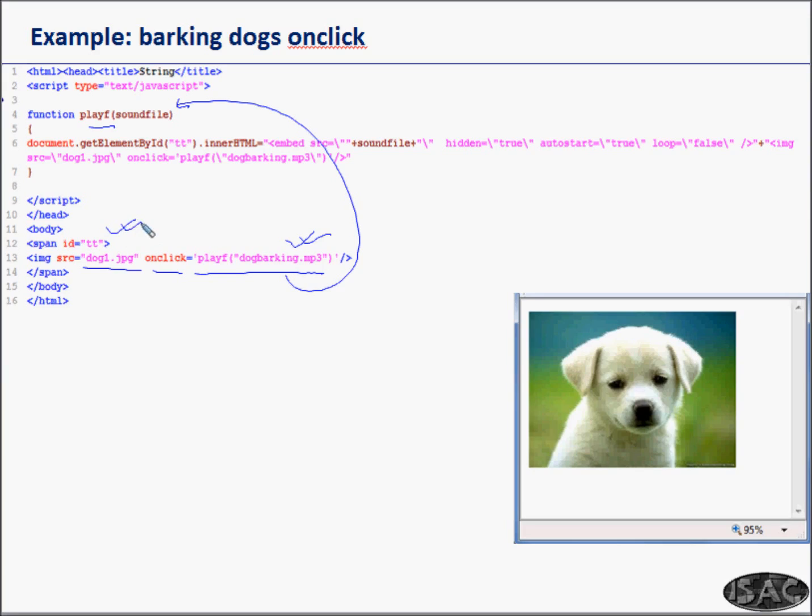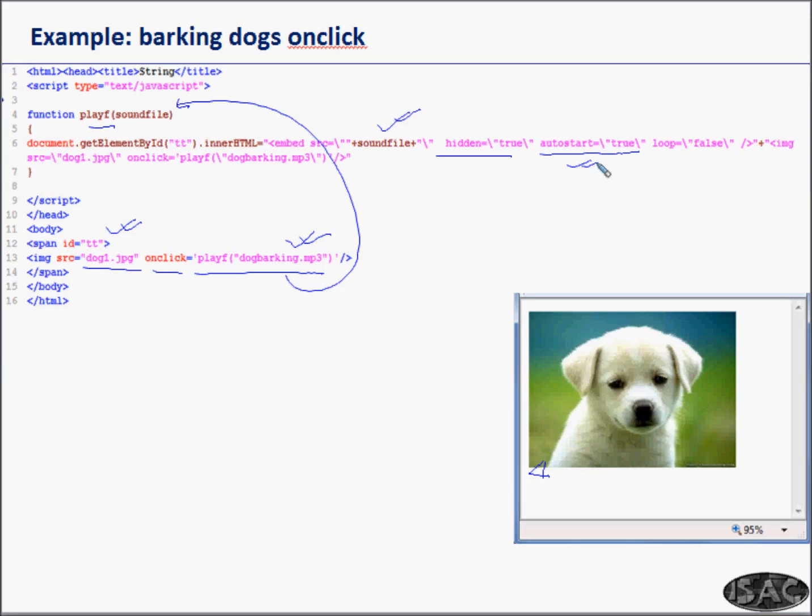So once I click, it will call this function and say embed the sound file, hidden true, autostart true, loop false. So this file will be embedded and start playing, right? Because I said autostart equal to true, it automatically plays. Hidden equal to true means you will not get any play button that you click to play. No, not required. It is hidden. Automatically it will start and say whoa, whoa, like that, right? And loop equal to false, so we are not doing any iteration.